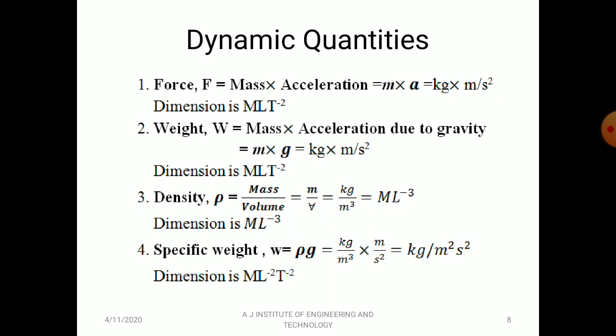Then specific weight, very important, it is represented by small letter w or gamma, that is given by the product of density into acceleration due to gravity. Density has unit kg per meter cube, acceleration due to gravity has unit meter per second square. So overall unit becomes kg per meter square second square. So dimension is M L to the power minus 2 T to the power minus 2.